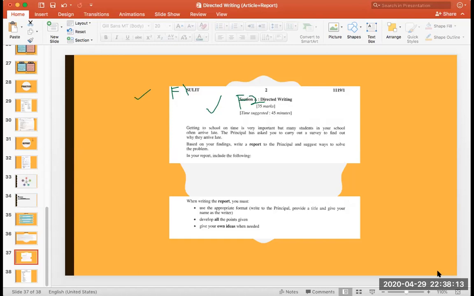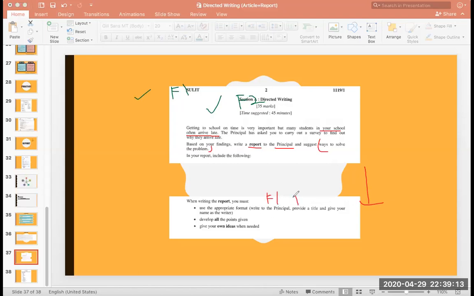Okay, I want you to look at the question. What do I mean by itu soalan akan minta? You can tengok itu soalan, lepas tu kamu boleh tahu berapa markah format dia. Okay, so soalan minta kita tulis a report to the principal about ways to solve the problem. What is the problem? Late to school. That is the problem. Okay, so this is your topic. How to see how many marks for a report format? Then you go down to the bottom part. You see, when writing the report, you must use the appropriate format. You have to write to the principal, format 1.